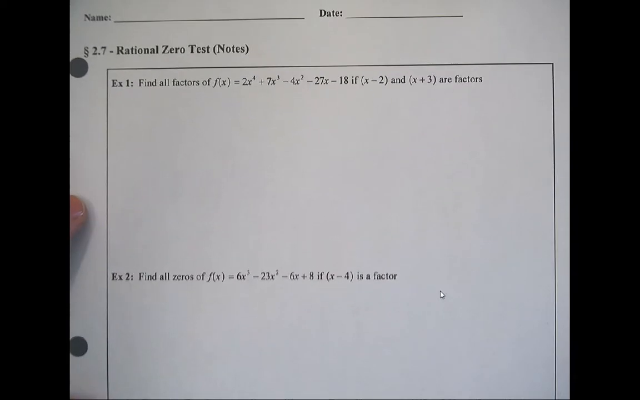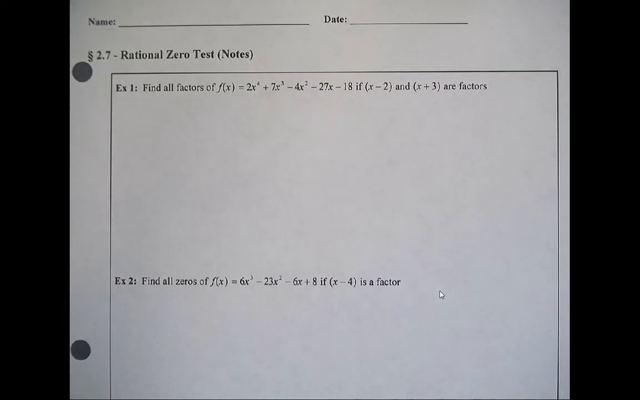Hey folks, today's topic is the rational zero test. If you remember back in 2.3, I think it was, we went through a whole list of different ways that you can find zeros. So there was, if your expression is already factored, you would just ZPP.